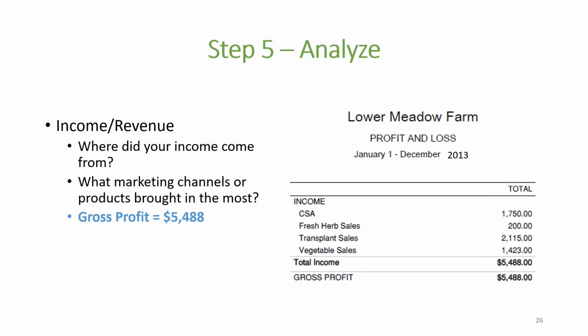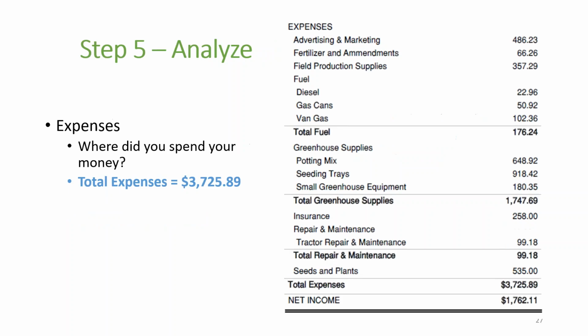So when I'm looking at this, I need to ask myself, where did my income come from mostly? What was my best performing category? Why might that be? Also ask myself, what marketing channels or products brought in the most money? And down at the bottom right, you can see gross profit. That is my total income without any expenses taken out for the year.